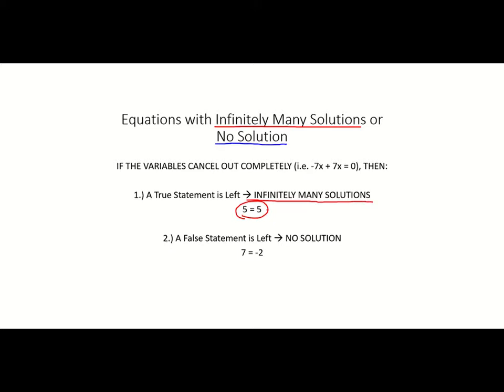And what that means is that we can plug in any number for x and that equation will work. So it's just telling us that there's so many solutions to this problem, we couldn't write them all down. There's infinitely many. However, if a false statement occurs, such as 7 equals -2, they're different numbers, they're not equal to one another, then we call that no solution. And no solution means that there is no number that will work to solve the equation. So we're going to take a look at some actual examples now so you can see how this truly works.